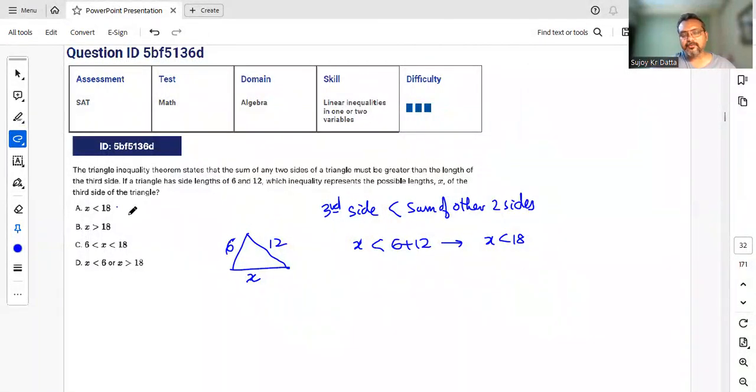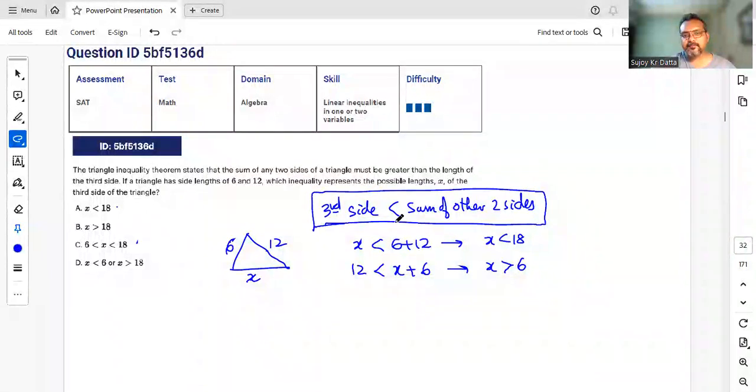You already have that, so just don't mark it again because we have x less than 18 here as well. Now, if I take 12 to be the other side, then 12 is less than x plus 6, so x is greater than 6. This property should be valid for all pairs of sides. If you take the 6, then 6 is less than x plus 12, which is pretty obvious, since 12 is greater than 6 anyway. If you add a positive quantity, it will remain so. So we can just drop this.